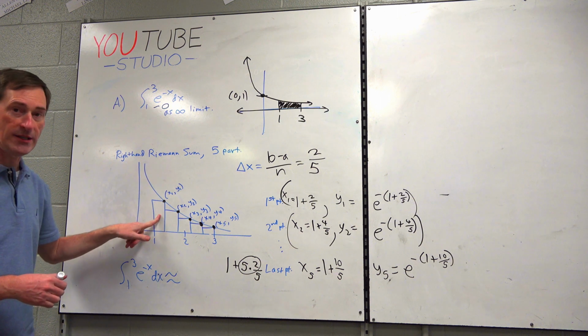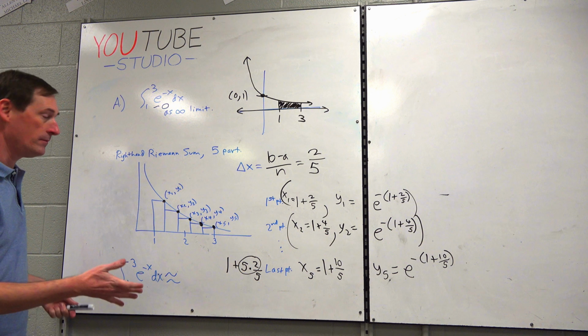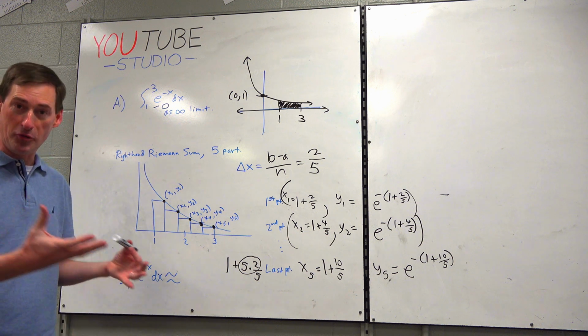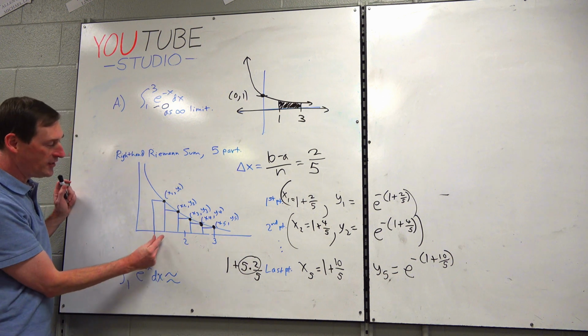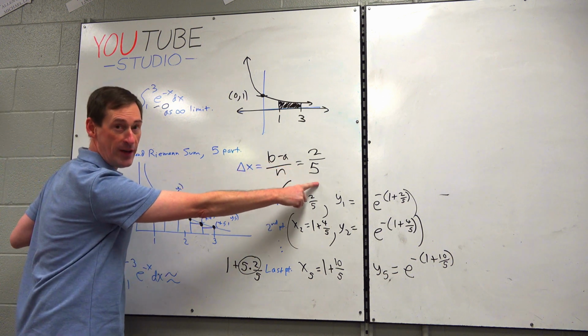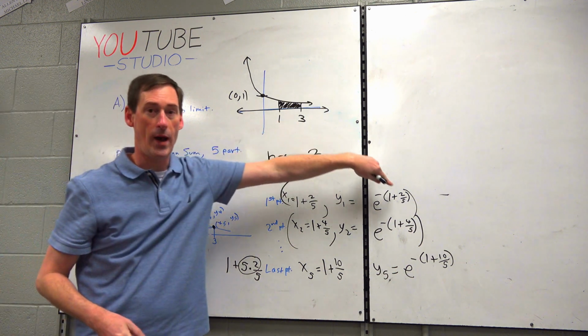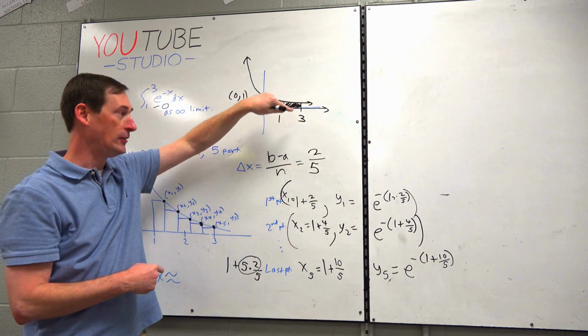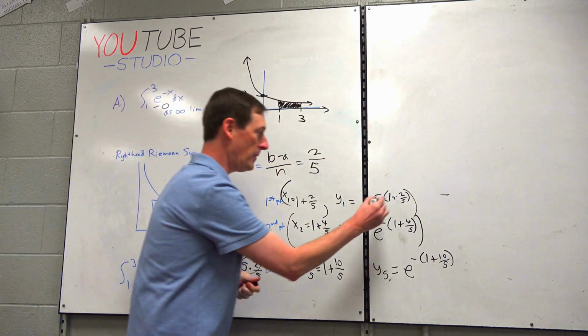So, first rectangle, isn't every rectangle's area base times height? We're just using base times height to prove the validity of integration. Can you believe this? This is wacky. All right, what's the width of this building? 2/5. They're all 2/5. What's the height? The y-coordinate. So the first rectangle is 2/5 by that number, okay? I erased part of it, oops.